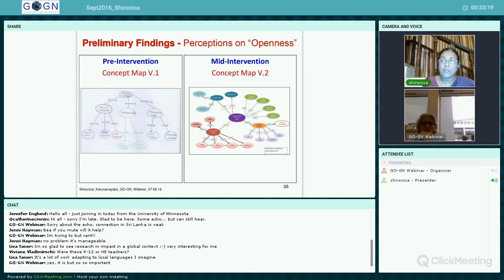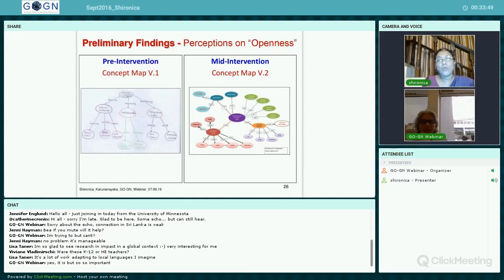So during the intervention, they created a series of concept maps, 3 or 4 concept maps. So we could see the gradual development of the concept, mainly from a simple level to a complex concept, where there were a smaller number of concepts and then a larger number of concepts. That's a very simple way.